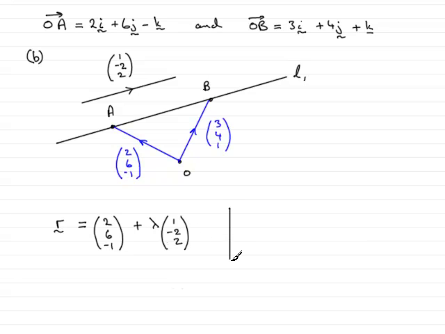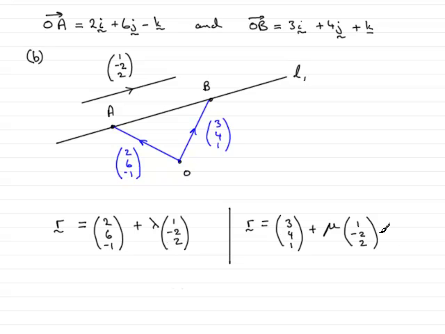Of course, you could use the point B. You could go from the origin to B, so you could say that the position vector of any point on the line would be r equals, use the vector B, O to B I should say, (3, 4, 1), plus any amount, and it could be a different value from this letter here, lambda. Let's say we take mu, multiplied by the direction vector AB. So we could put that back in as (1, -2, 2).